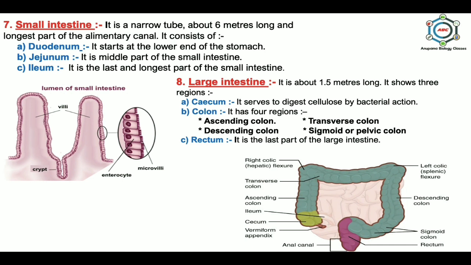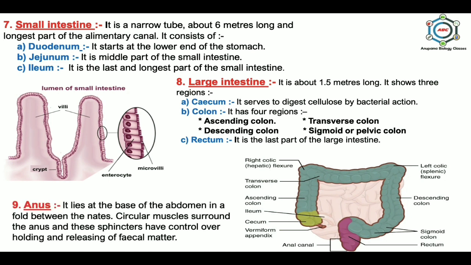The large intestine is responsible for the absorption of water, formation, temporary storage and elimination of feces, and production of mucus for the lubrication of the mucosa. So the large intestine opens into the anus, which lies at the base of the abdomen in the fold between the nates. Circular muscles surround the anus and these sphincters control the holding and releasing of fecal matter. So this is the complete alimentary canal.